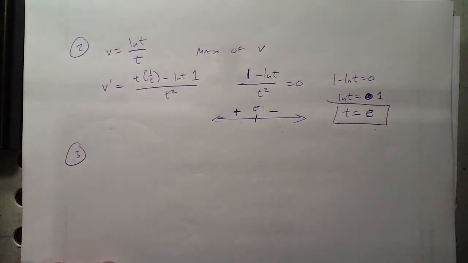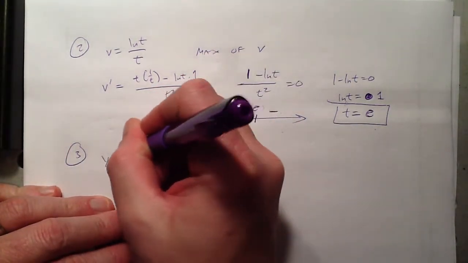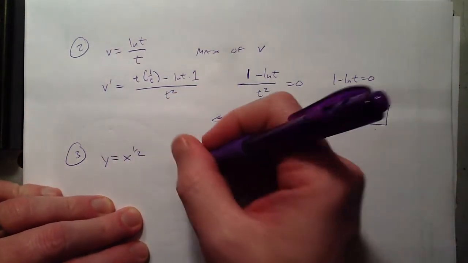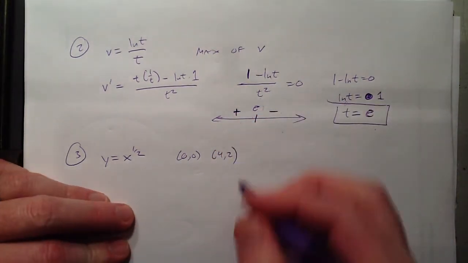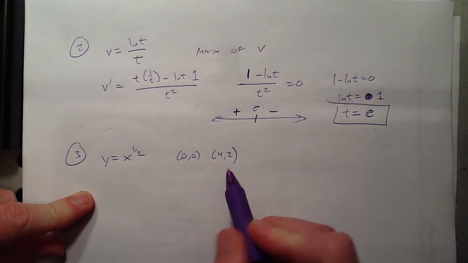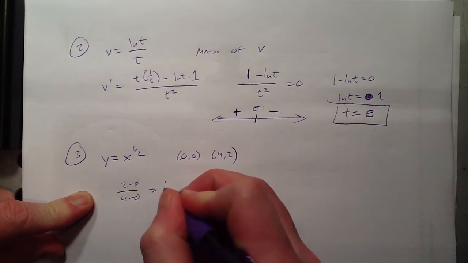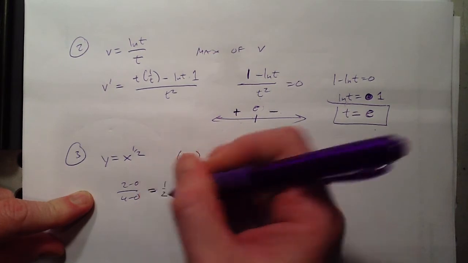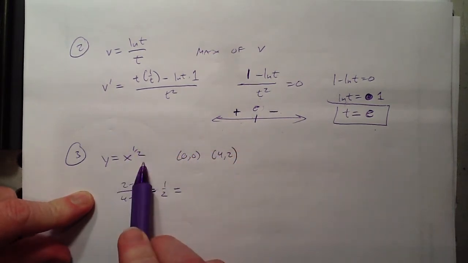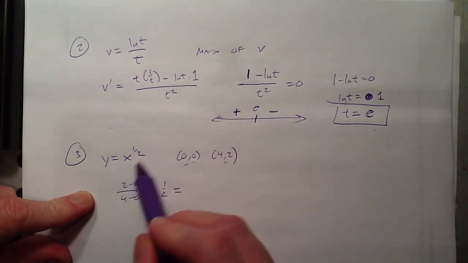Number 3, we're looking for the point that the mean value theorem guarantees on the graph of y equals the square root of x between (0, 0) and (4, 2). They want us to find that point. Well, the mean value theorem says that the average slope, which is y2 minus y1 over x2 minus x1, right? That's our average slope, is equal to the exact slope, which we get by the derivative.